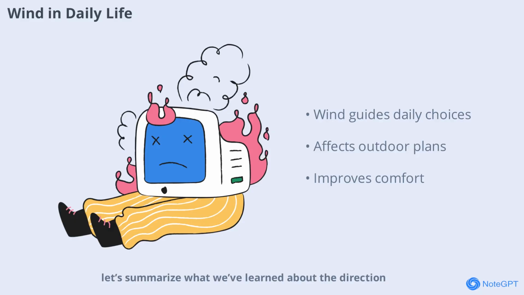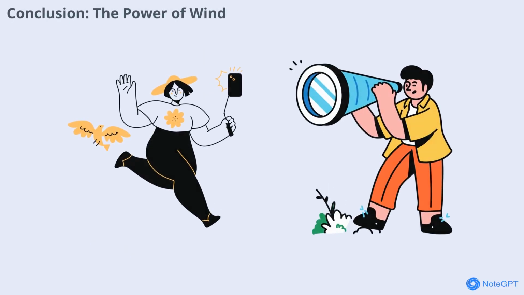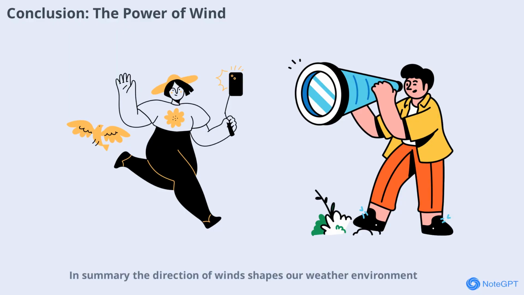Finally, let's summarize what we've learned about the direction of winds and their importance in our world. Summary: the direction of winds shapes our weather, environment, and daily lives in countless ways. From global patterns to local breezes, understanding wind direction helps us predict storms, grow crops, generate energy, and stay safe. Advances in technology continue to improve our ability to measure and use wind data. By paying attention to the direction of winds, we can make better decisions and appreciate the invisible forces that shape our world. Thank you for joining us on this journey through the winds.